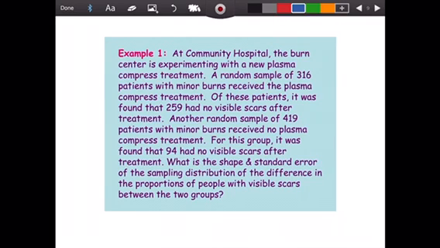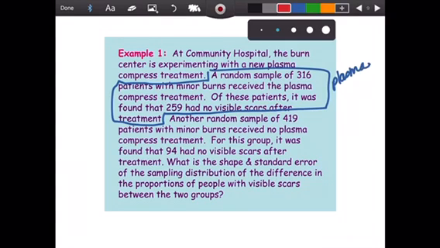So let's take a look at our first example here. At Community Hospital, the Burn Center is experimenting with a new plasma compress treatment. A random sample of 316 patients with minor burns received the plasma compress treatment. Of these patients, it was found that 259 had no visible scars after the treatment. So this is all dealing with the individuals that got the plasma compress treatment.